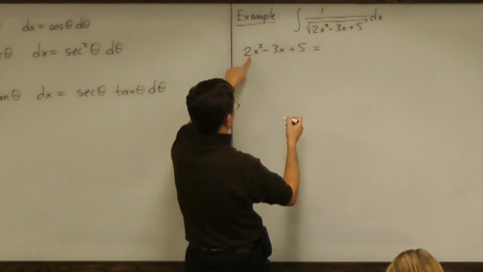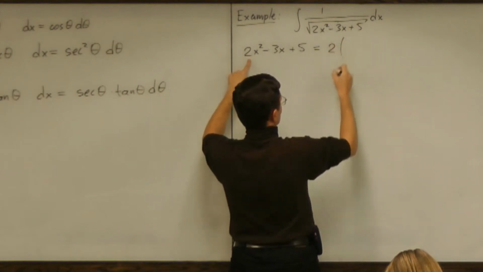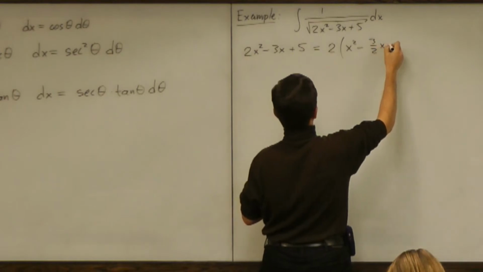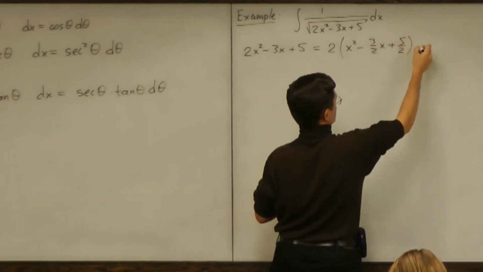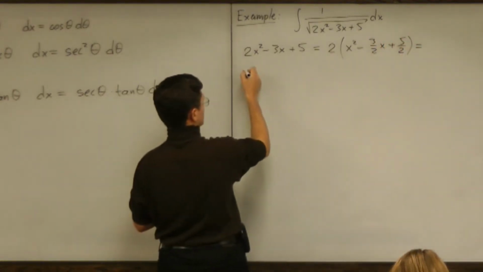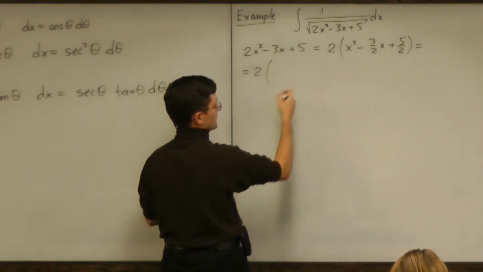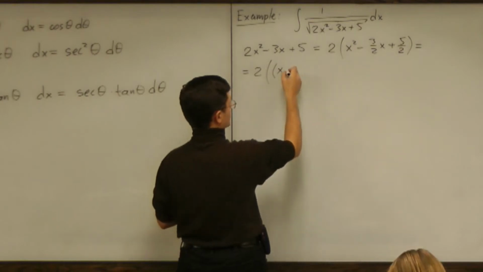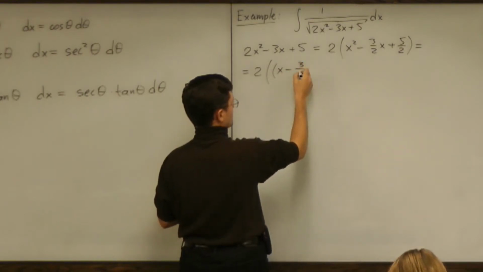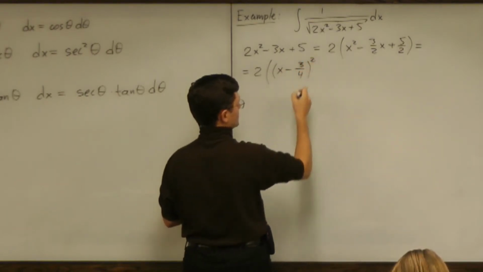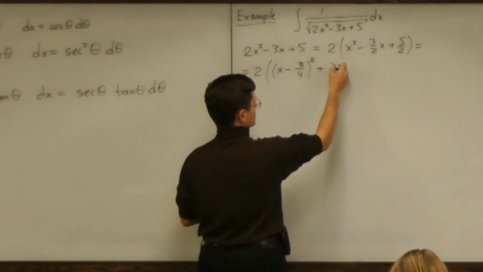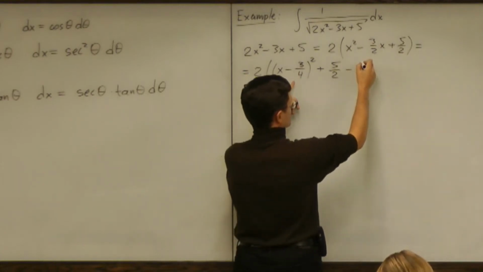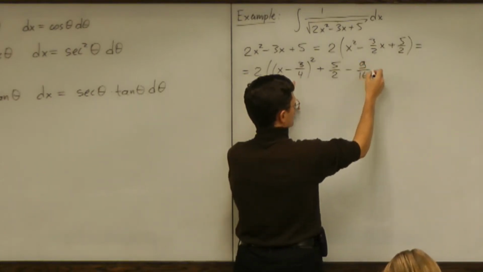So how do I complete the square? I factor 2. I end up with x squared minus 3 halves x plus 5 halves. Then I make a complete square inside the brackets. It will be a square of x minus 3/4. And then I still have this 5 halves, but I have to subtract the square of 3/4, 9/16.